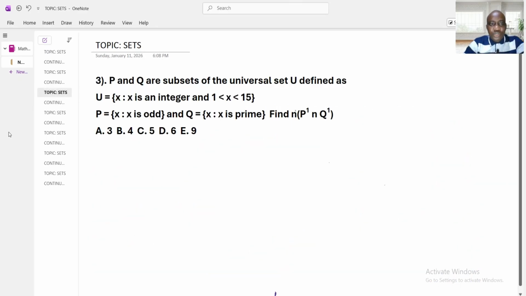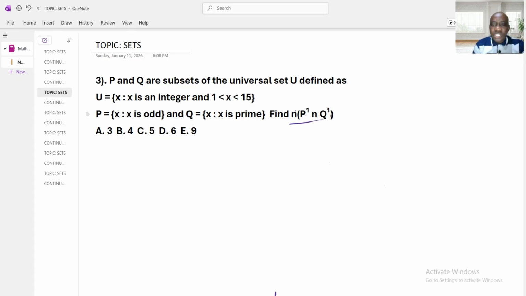Now let's continue from question number 3. P and Q are subsets of the universal set U, defined as U is 1 less than X, while X is less than or equal to 15. For P is odd number, Q is prime number. Find this.